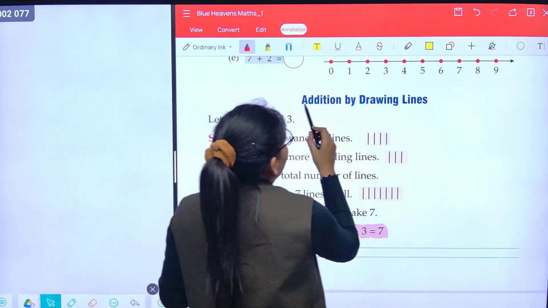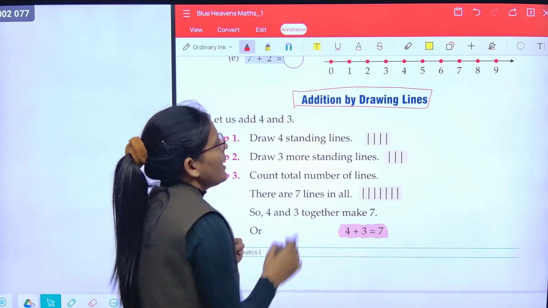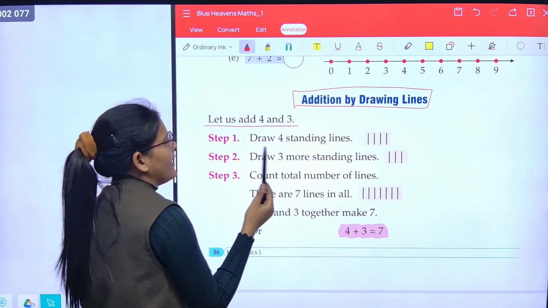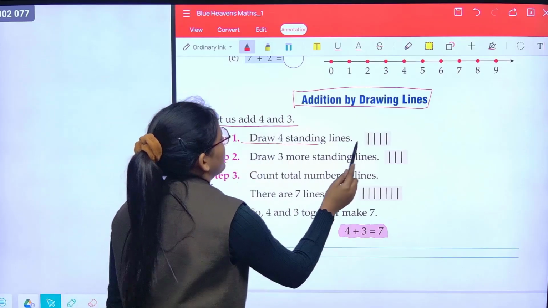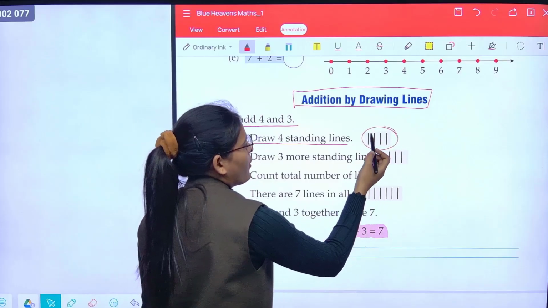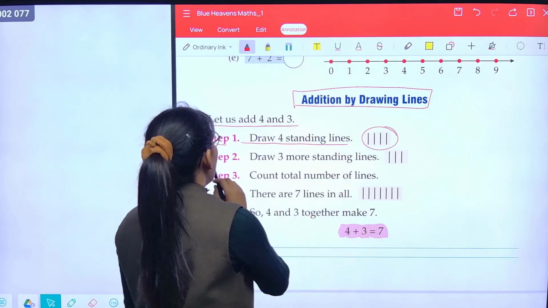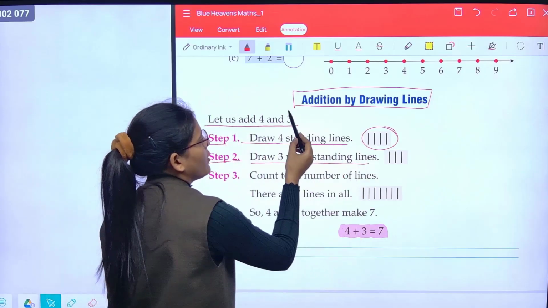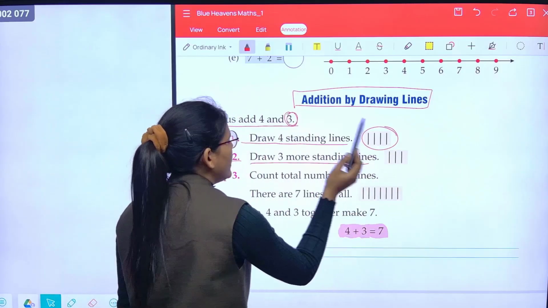Now adding by drawing lines. Now class, let us add 4 and 3. Step 1, draw 4 standing lines. हम क्या करेंगे, सबसे पहले 4 standing lines को draw करेंगे, 1 2 3 4. Now step 2, draw 3 more standing lines. अब हमें 3 और, because here is 3, 1 2 3.